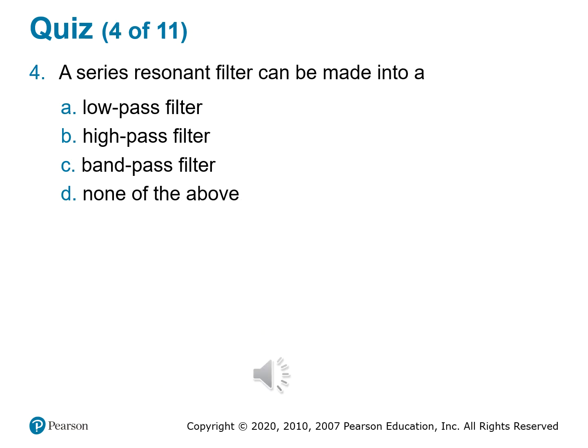Quiz question number 4. A series resonant filter can be made into a what? A, low pass filter, B, high pass filter, C, band pass filter, or D, none of the above. Go ahead and pause the video. Okay, you've returned. The correct answer for number 4 is C, band pass filter.